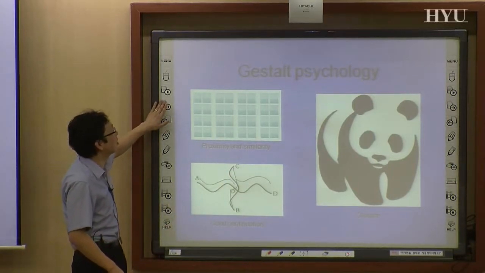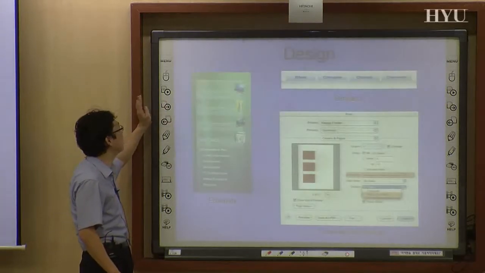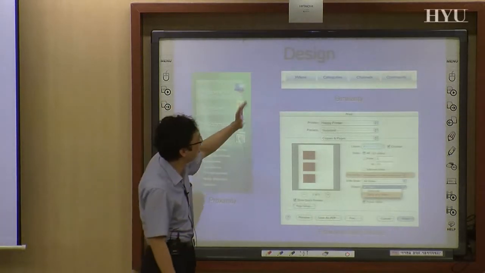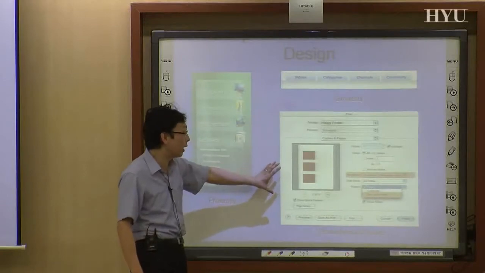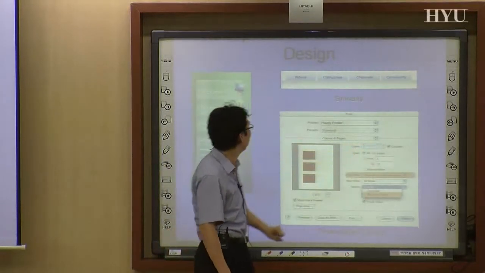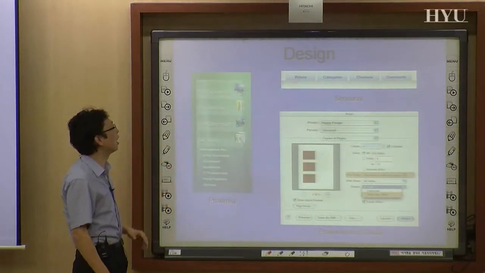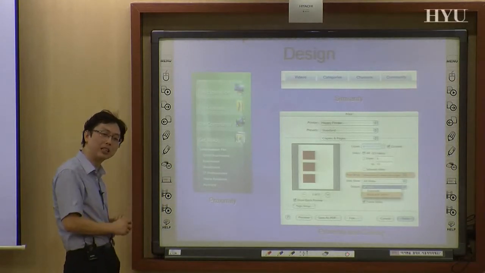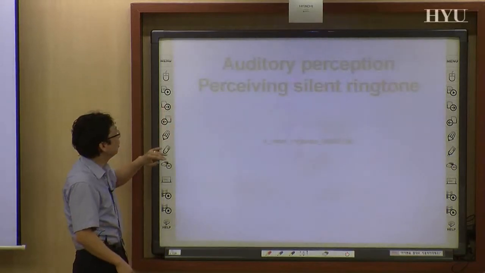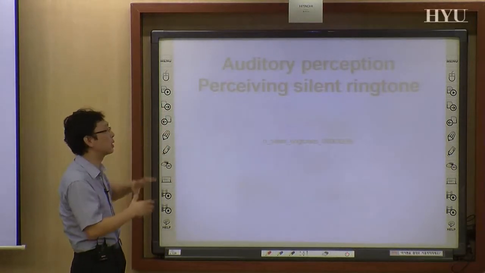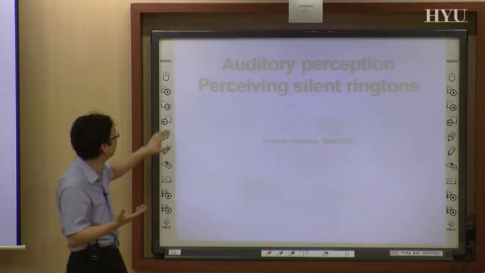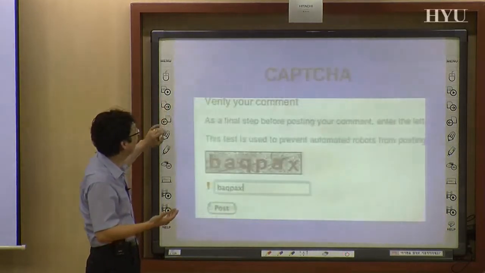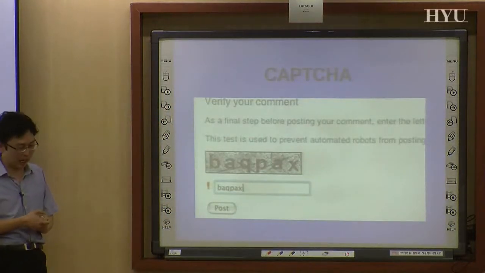Many of the Gestalt psychologists' outcomes are used for interface design. As you can see, the grouping can be done with this line, or these four different lines can give you a feeling about the tab in an interface. Okay, so you've seen that auditory perception is also a different perspective in human beings. So this one is that.